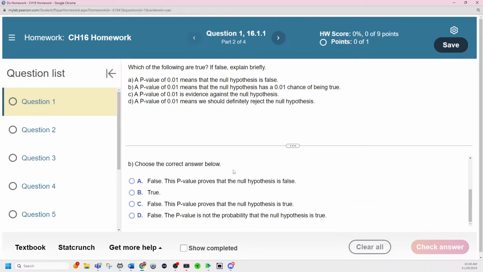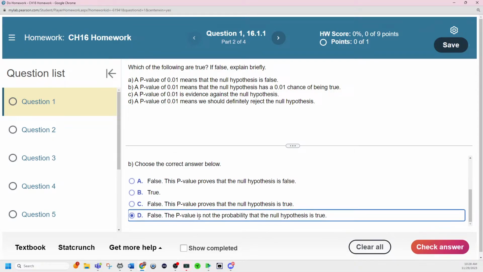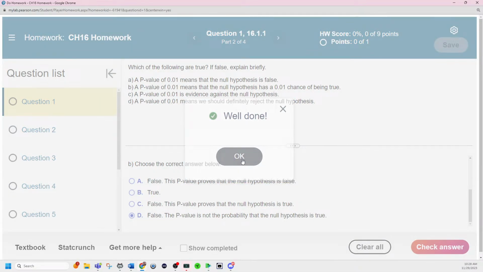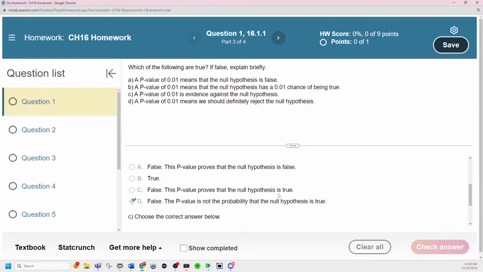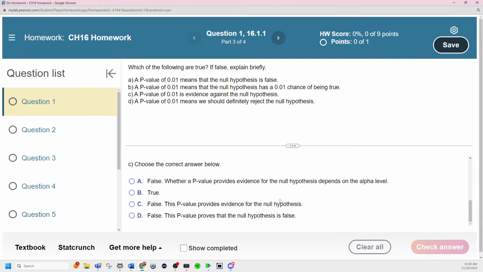So going back to the question right here, does it mean that the null hypothesis has a 0.01 chance of occurring? No. The p-value is not the probability that the null is true. I wish they went into more detail. It's a conditional probability of seeing our results given the null is true. It's not a probability the null is true. It's the probability of our results given the null is true. So it's conditional. Choose the correct answer below.